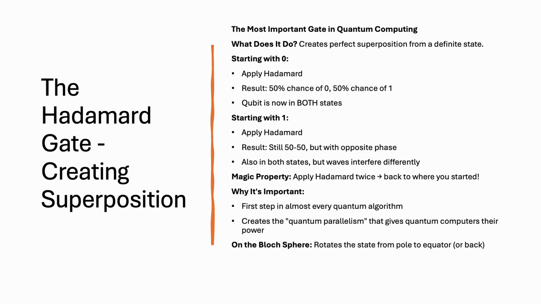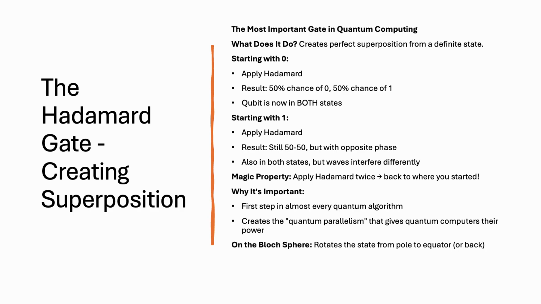What makes the Hadamard gate special is that it's self-inverse. If you apply it twice, you get back to where you started. Apply Hadamard to 0, you get plus. Apply Hadamard to plus, you get back to 0. This reversibility is crucial for many quantum algorithms.